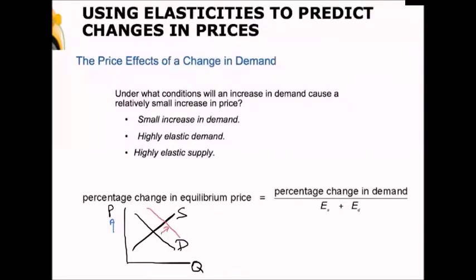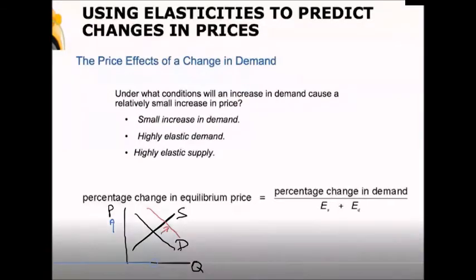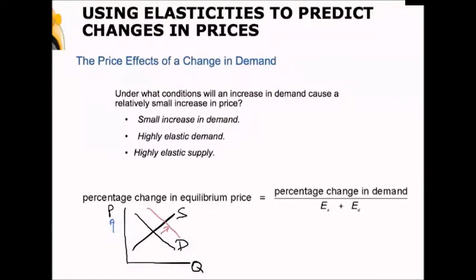And here's that formula. We can say the percentage change in the equilibrium price is equal to the percentage change in demand divided by the price elasticity of supply plus the price elasticity of demand. Now let's use this formula to actually answer a question related to how much the price will change.